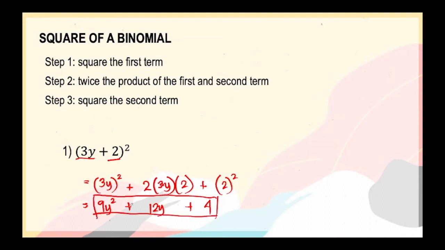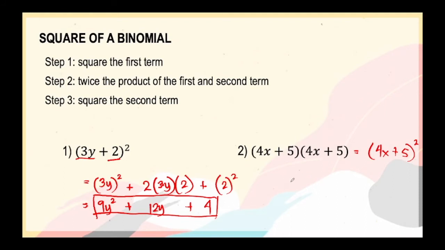In squaring a binomial, the given expression can be written in an expanded form, such as this one. We have here the quantity of 4x plus 5 times the quantity of 4x plus 5. It can also be written this way in exponential form, so we have 4x plus 5 and then square, or the square of the quantity 4x plus 5. These two are just equal. Now let us apply the steps.